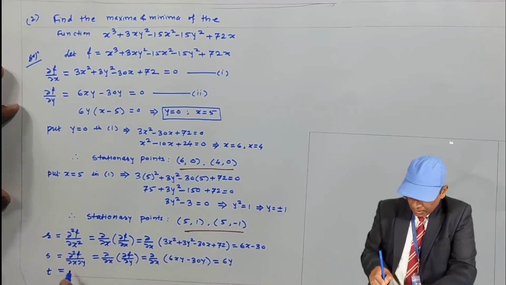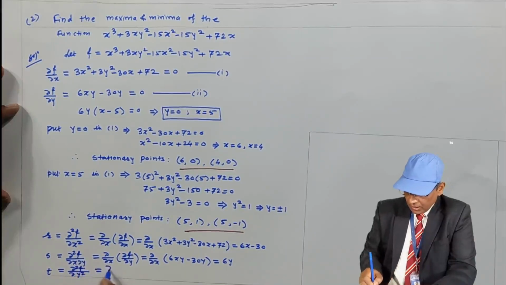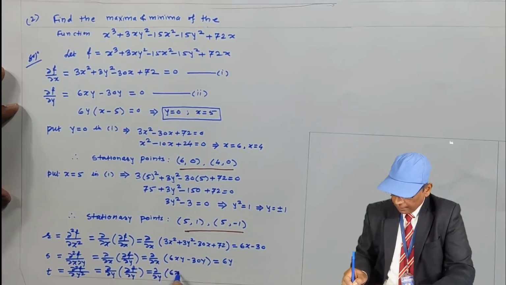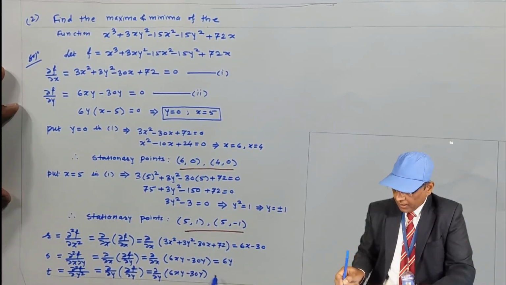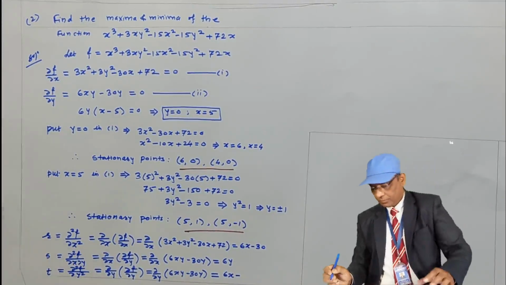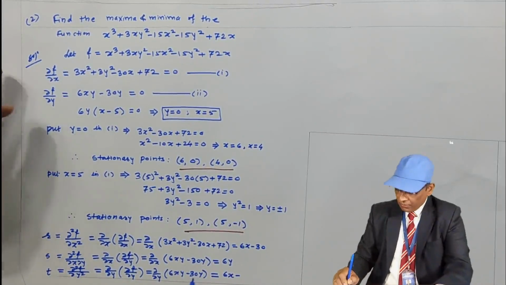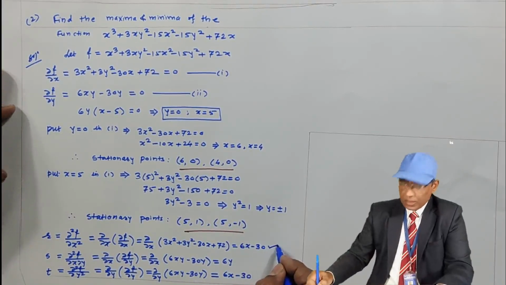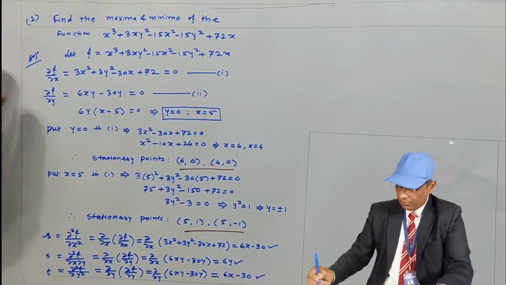T I am going to find. Del 2 f by del y square is del y of del f by del y. Now del f by del y is 6xy minus 30y. Take derivative with respect to y now, keeping x constant. 6x is constant. Derivative of y with respect to y is 1, so 6x minus 30. The R, S and T in general in terms of x and y we found.